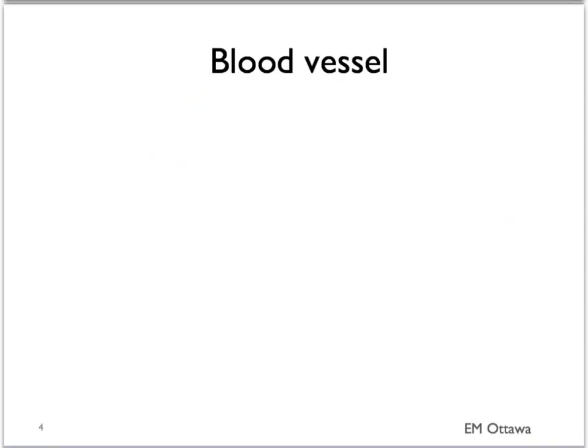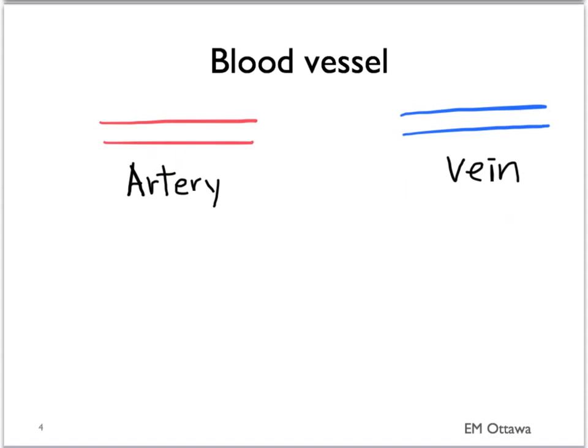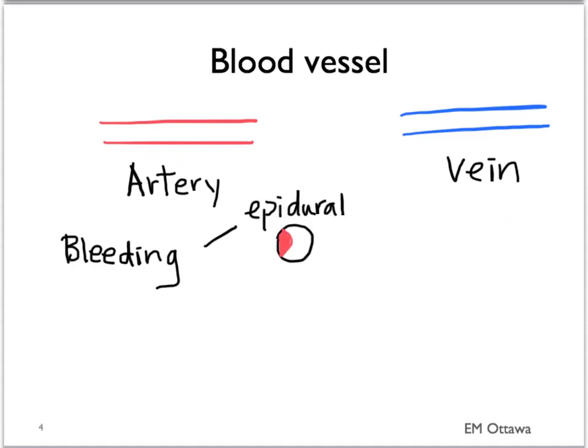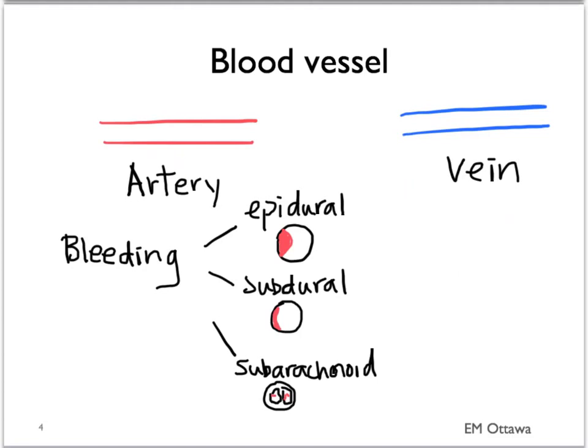First, we will start with blood vessels. There are both arteries and veins in the brain. What can happen to them that can lead to headache? Bleeding from a ruptured artery, either into the epidural space, subdural space, subarachnoid space. The artery can also go into vasospasm, causing migraine.